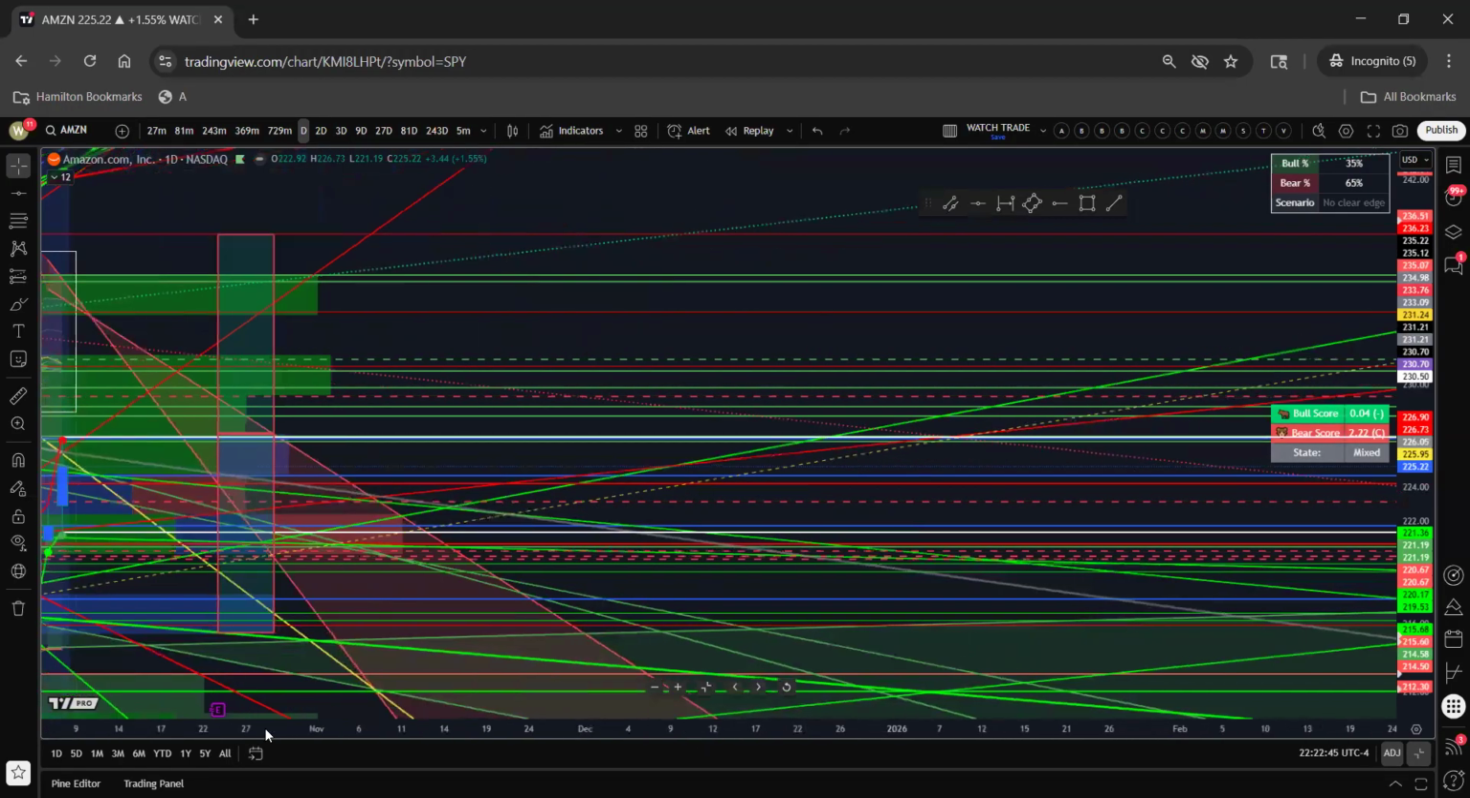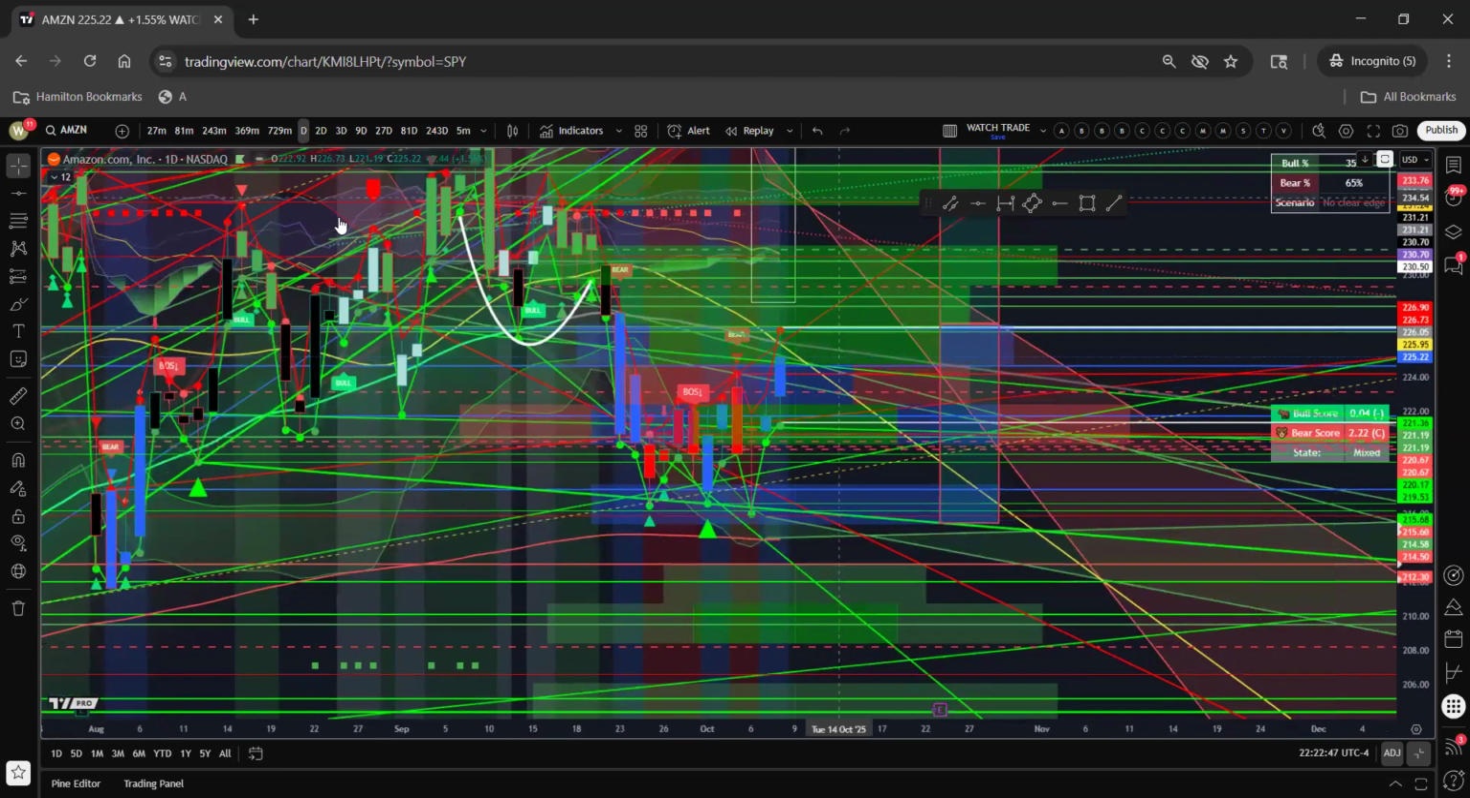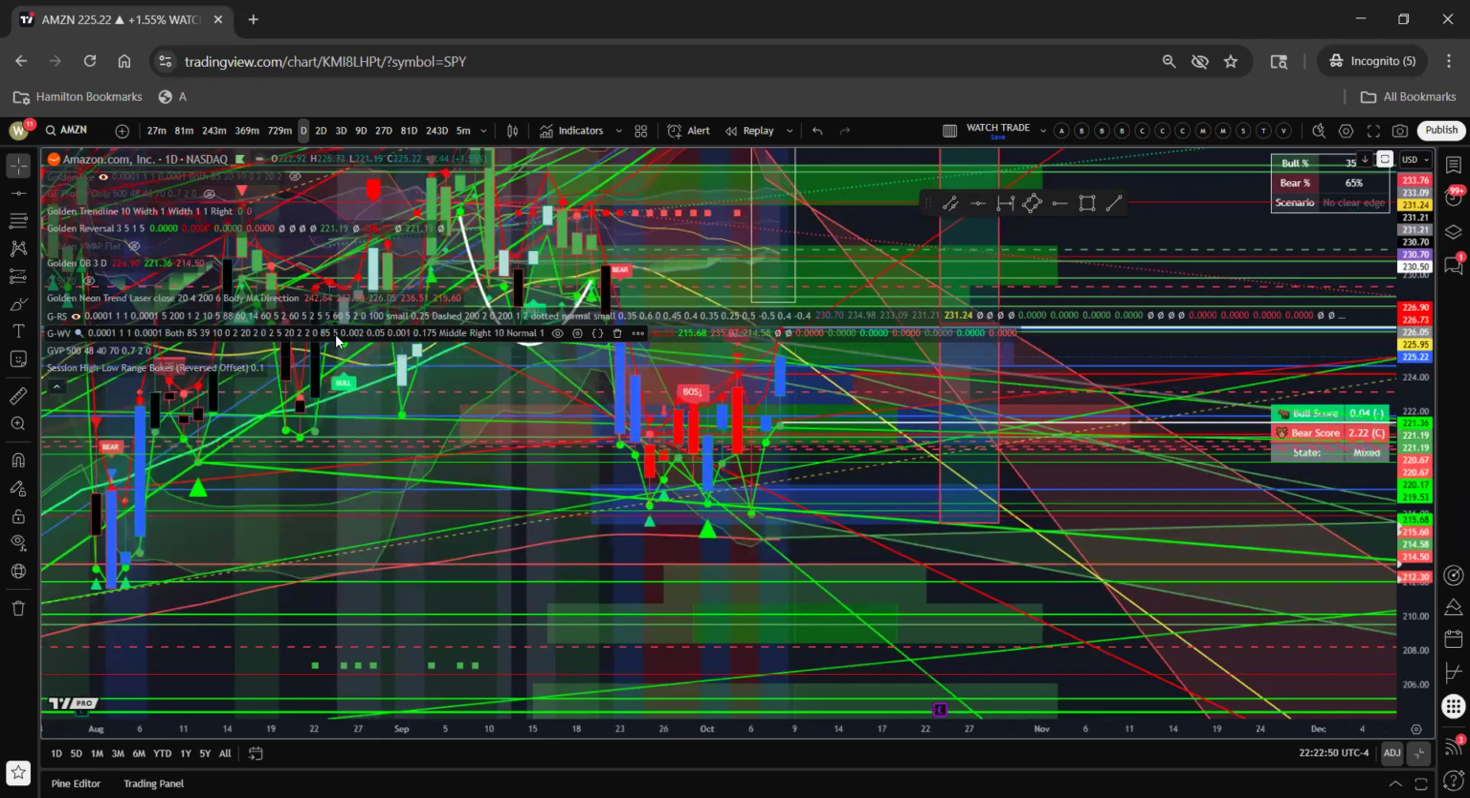So check this out, guys. So the volume profile indicator, let's hide everything else so you can see it better.